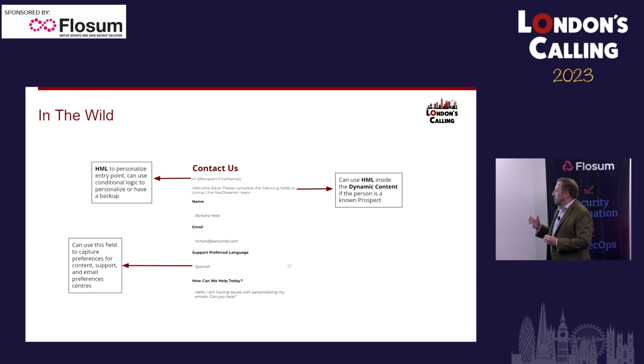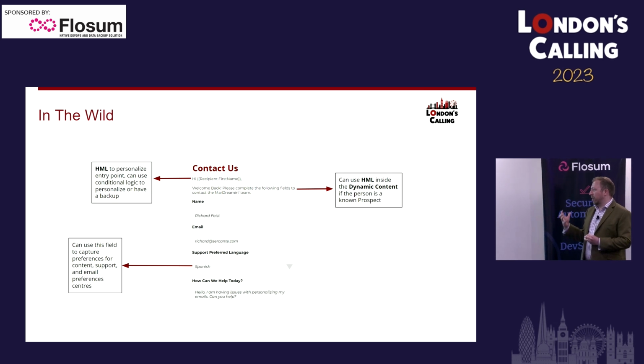We can also use HTML inside of our dynamic content blocks if the person is a known prospect. What that relates to is, as I was saying, we've got a dynamic content block. We can still add the HTML in there if we have that information. So having data, and you're going to hear this a lot today in a lot of the other sessions as well, data that is up to date, clean and accurate is going to really help with this personalization.